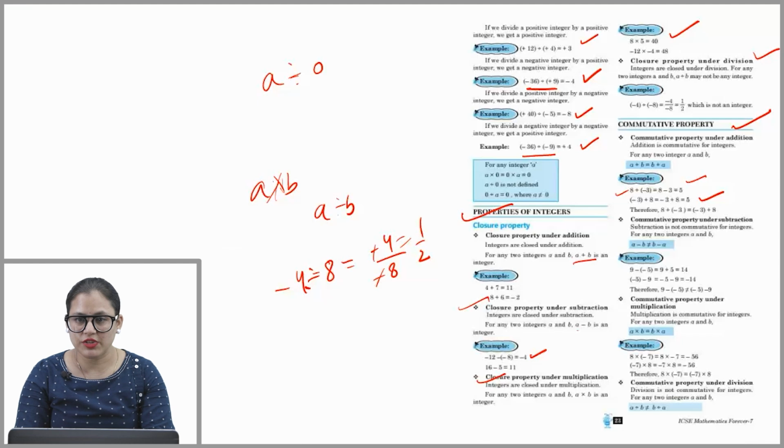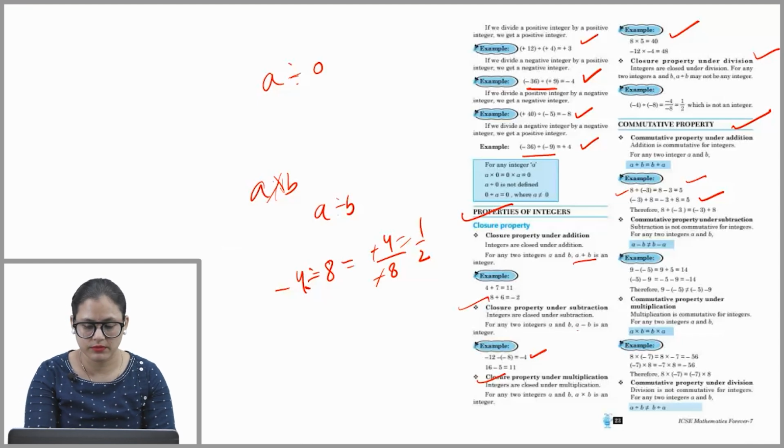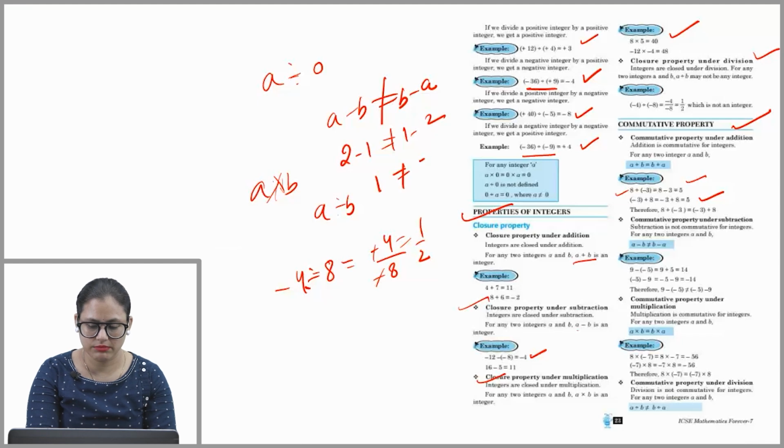Okay. Commutative property under subtraction. Subtraction is not commutative for integers. For any two integers a and b, a minus b is not equal to b minus a. For example, 2 minus 1 is not equal to 1 minus 2, because it is 1 and it is minus 1.